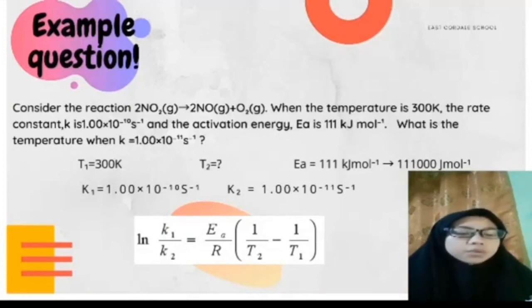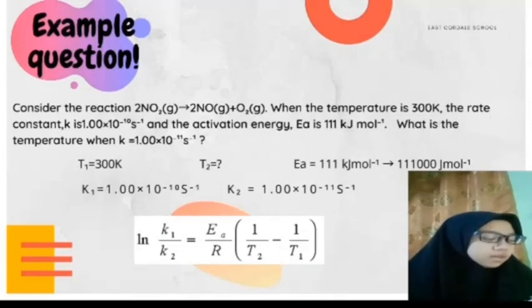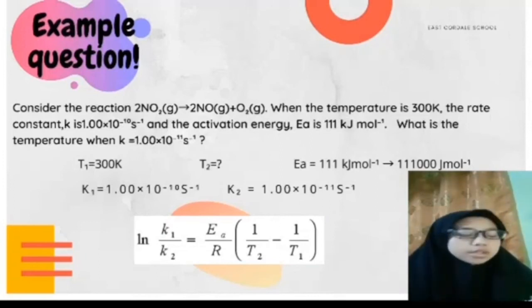From this question, we need to use the equation that has two different temperatures, which is ln K1 over K2 equals activation energy over R, and in the bracket is 1 over T2 minus 1 over T1. For your information, R is the molar gas constant, which is 8.314 joule K negative 1 mole negative 1.